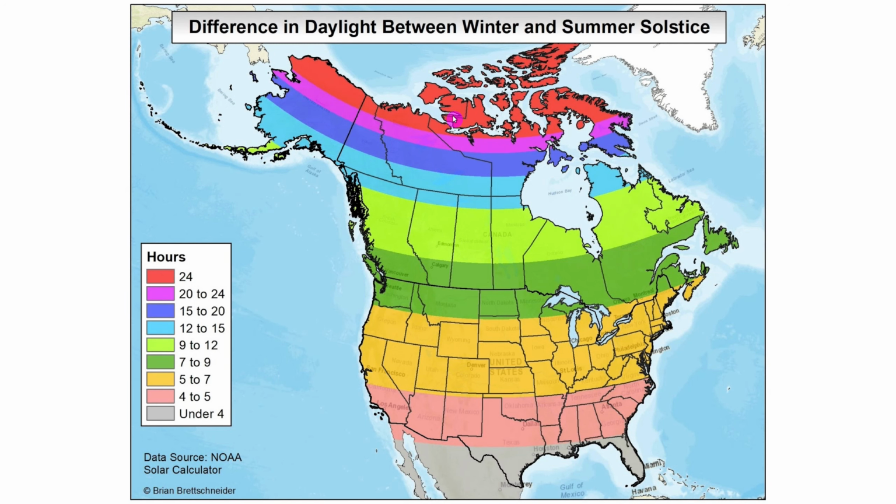The difference in day length. So again, the closer to the equator, the smaller the difference. If this extended down to the equator, it would be around 0. And then above the Arctic Circle, 24 hours difference between winter and summer solstice.